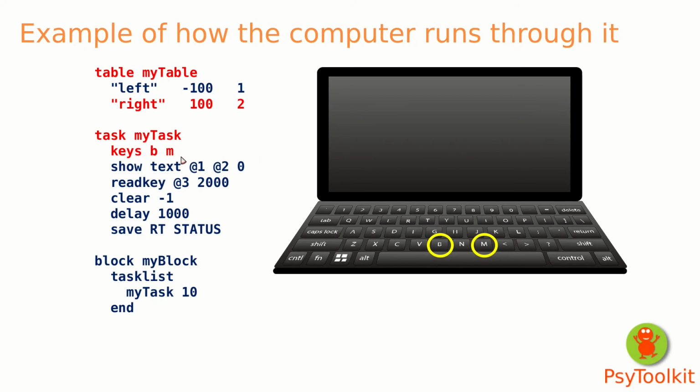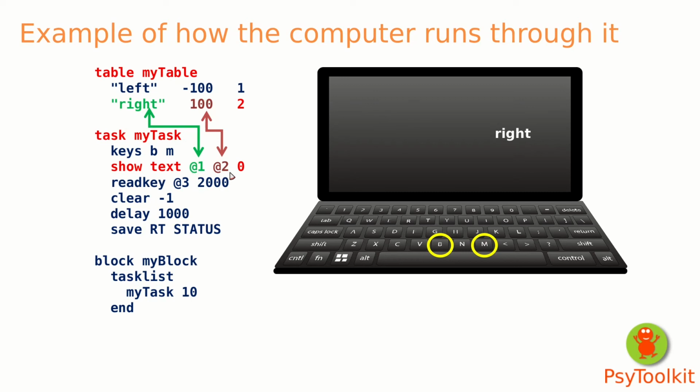But keys itself doesn't do anything. It just knows that this is a way to specify that you want to use these 2 keys. Nothing really happens then. This is the first time that something really happens. If you say show text and it shows the text from placeholder 1. So I said that before.